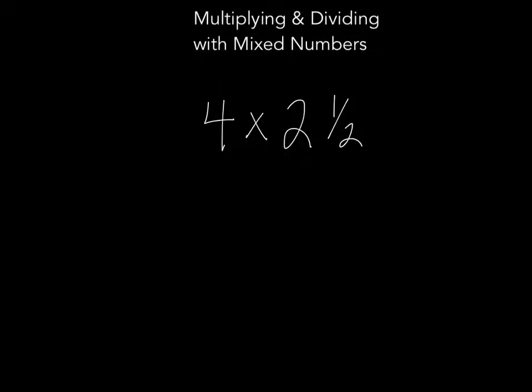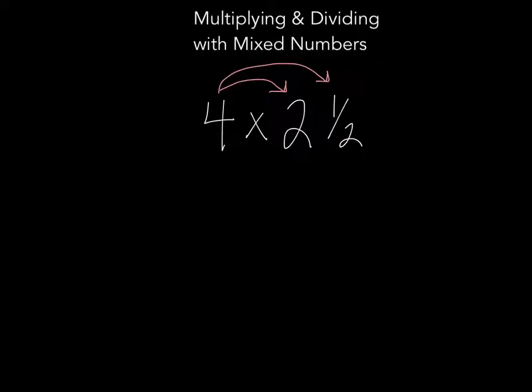In this lesson, we're going to learn how to multiply and divide with mixed numbers. Our first example is 4 times 2 1/2. So the first thing I need to look at is there are two different multiplication problems happening here. I have 4 times 2, but I also have 4 times 1/2.